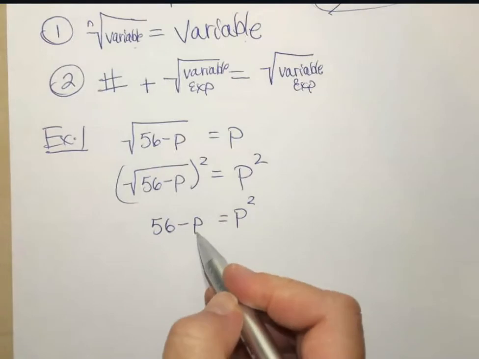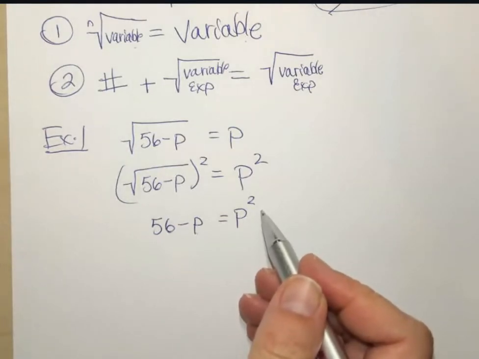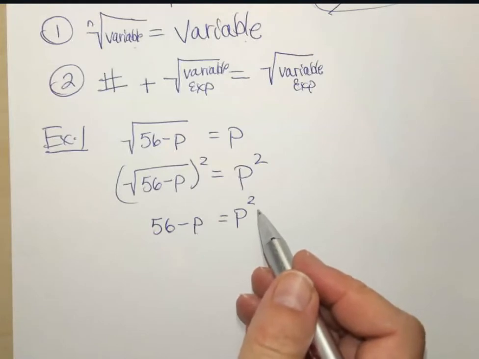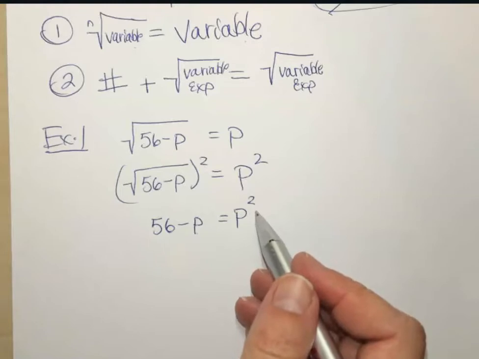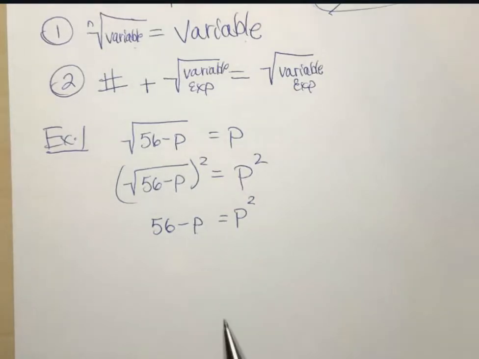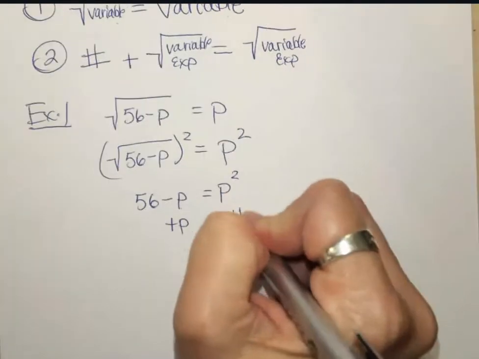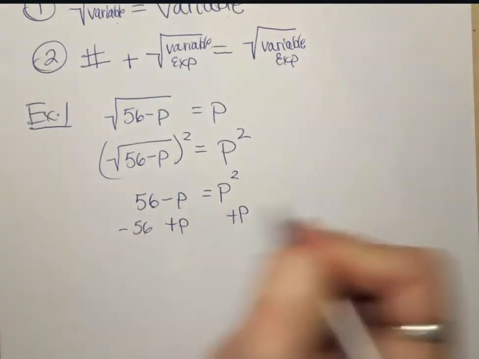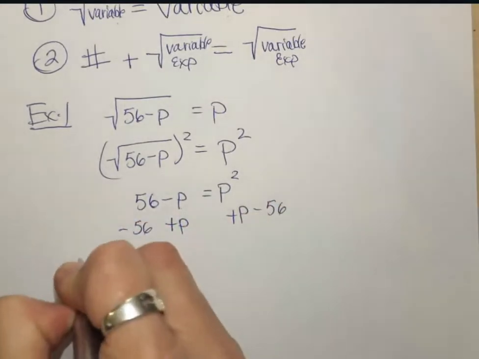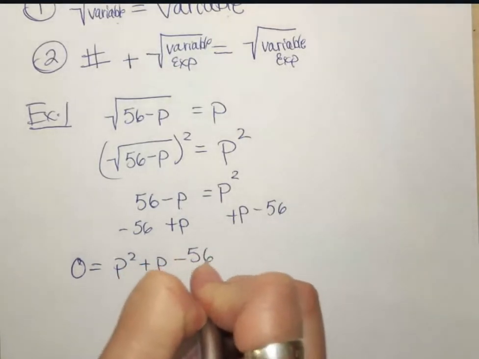Now I have a p and I have a p squared, so I have only a few things that I can do. I can factor it, I can complete the square, I could graph it, find the solutions. It's however you want to go about doing it, but I do need to get it all on one side. So I'm going to go ahead and add p, and I'm going to get rid of my 56. So I end up with 0 equals p squared plus p minus 56.